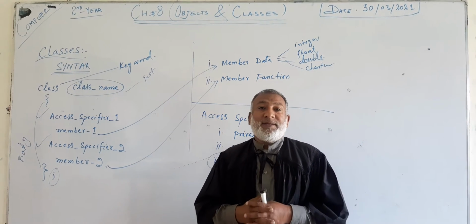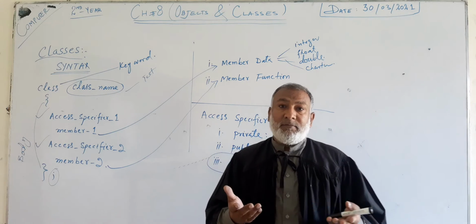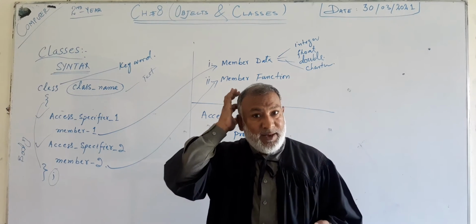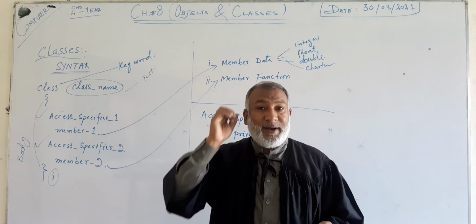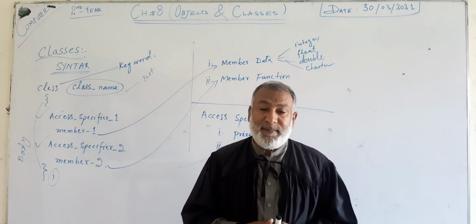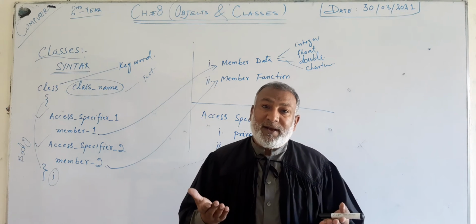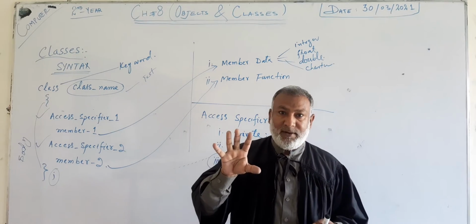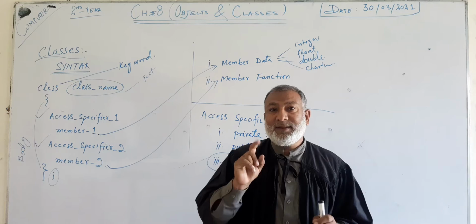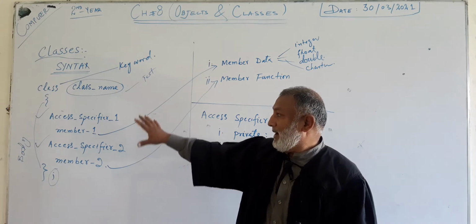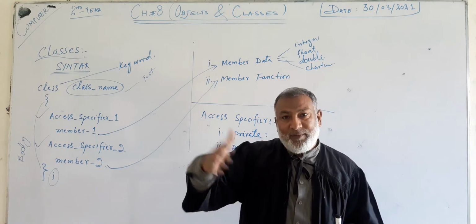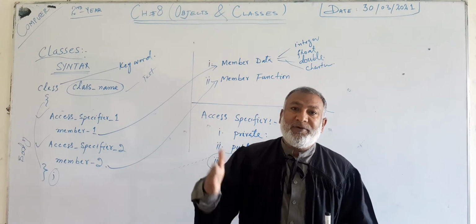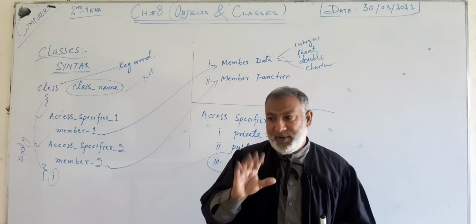Another question arises, and it must be asked by the students as well: if we do not write any access specifier inside the class, will it be public or private? By default the class is private. If you do not write any access specifier, whatever you write inside the class will be treated as private.